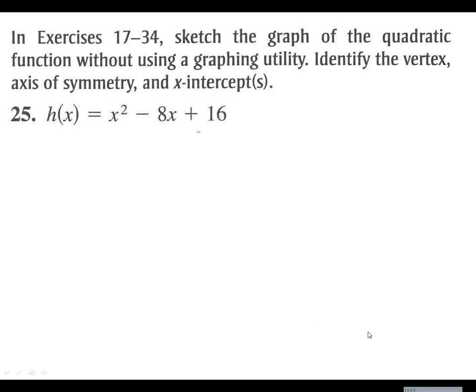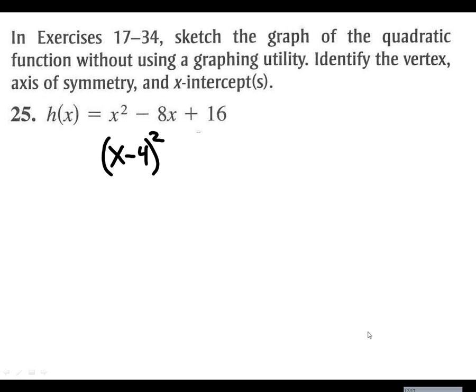Alright, go ahead and try it yourself. Find the vertex, the axis of symmetry, and the x-intercepts. Alright, off and running here. On this problem, this is already a perfect square. This is x minus 4 squared.